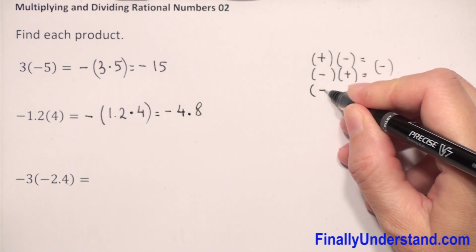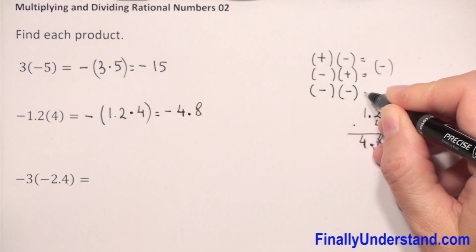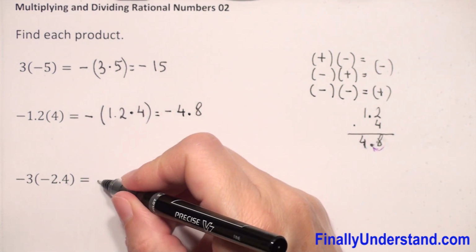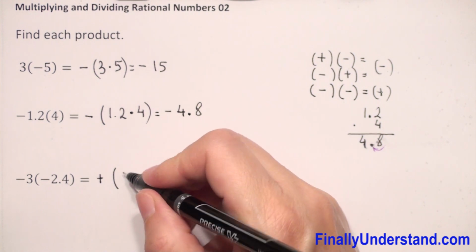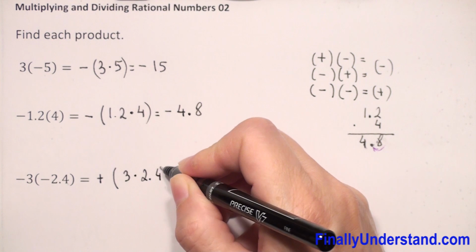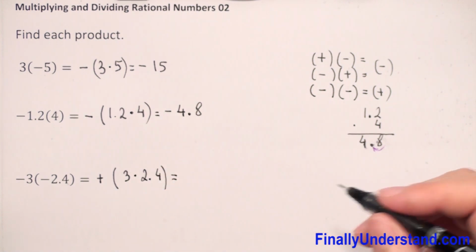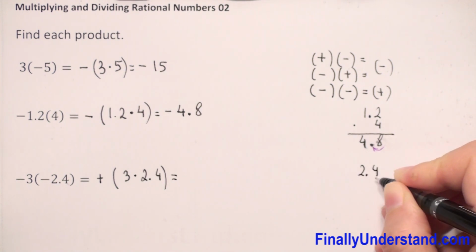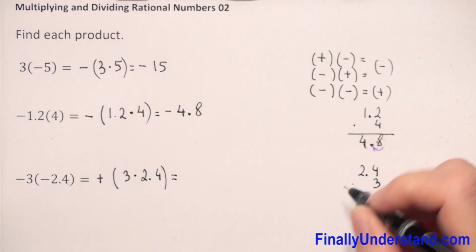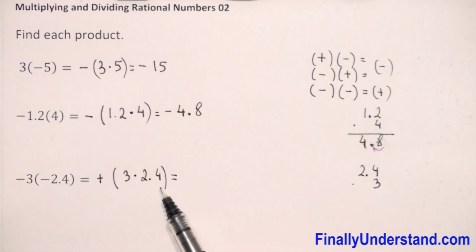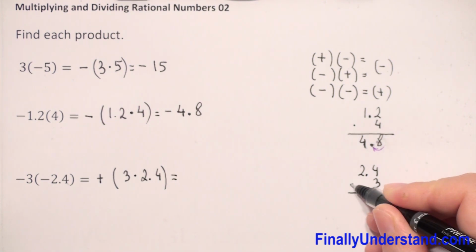And the last example, in this example we have two negative numbers. So when we multiply two negative numbers, the answer is always positive. So we can write a positive sign, and we have to multiply 3 times 2.4. Positive sign we don't have to write, so we have to multiply 2.4 times 3. It doesn't matter if we multiply 3 times 2.4 or 2.4 times 3, the answer is the same.